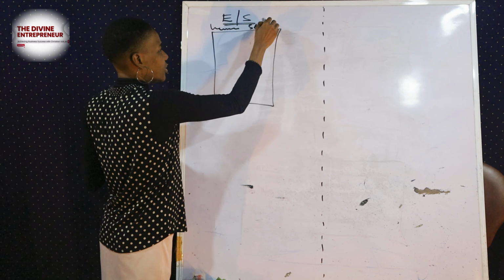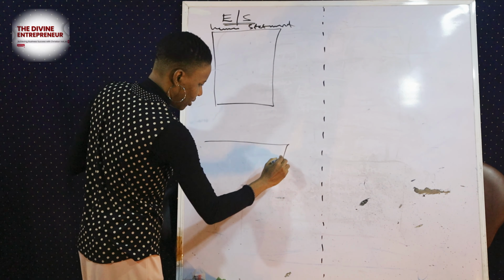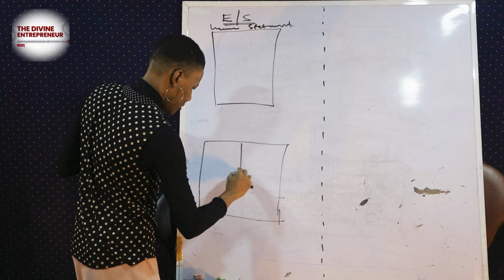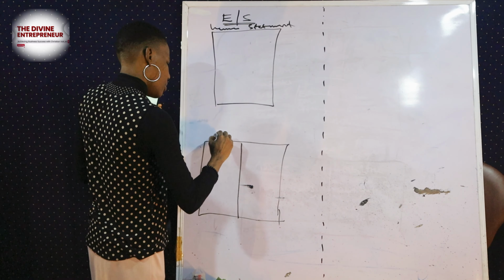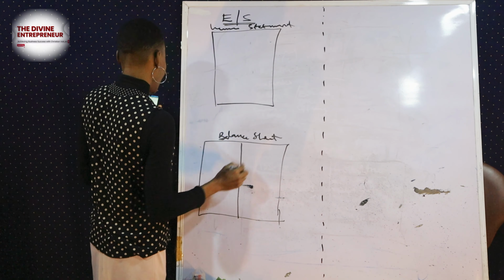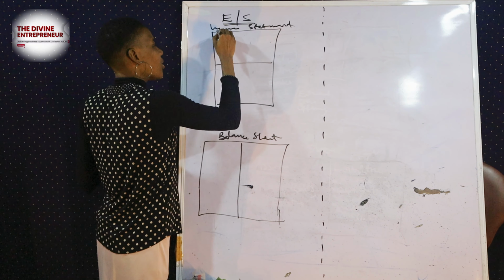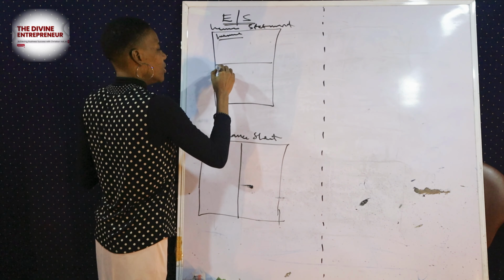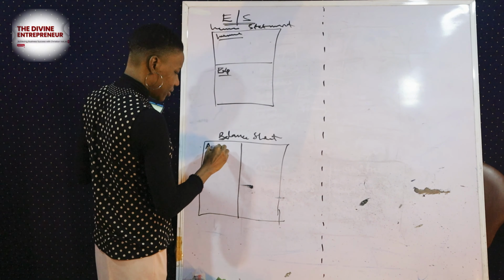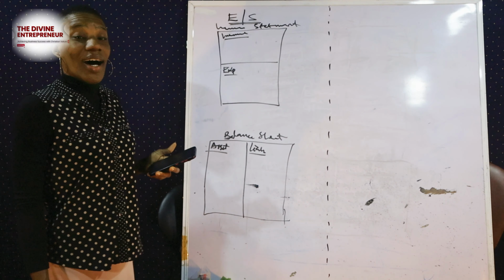Income statement, and then balance sheet, right? So here we have income, expenses, assets, and liabilities.